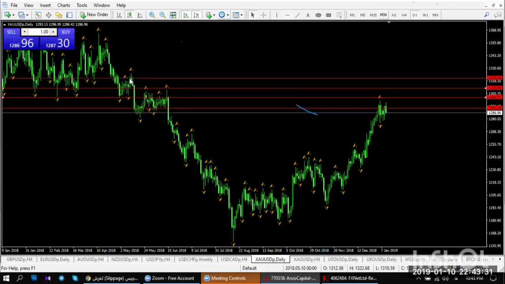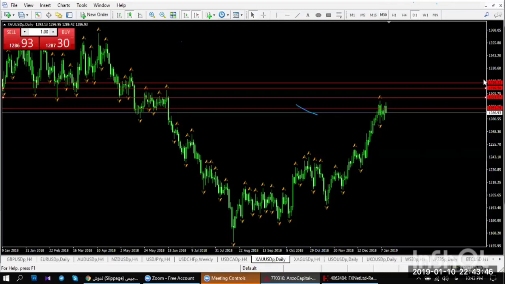And we have another one here, a little bit lower. On the main swing low there.